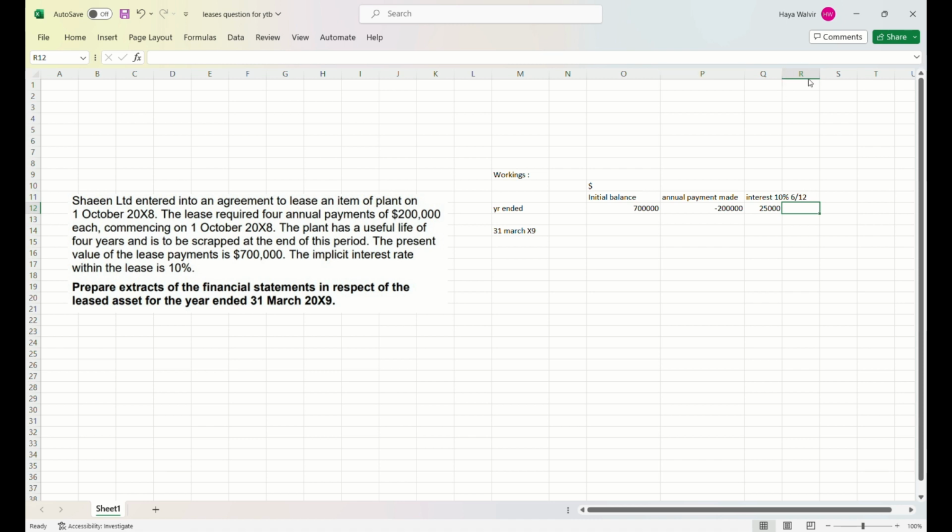And yeah, then the year-end balance is just the sum of all this. We subtract the lease payment and we add the interest. So this is the year-end balance at 31 March 20X9, right? Then afterwards we will carry it forward, 5,25,000. We'll carry it forward. Maybe if you want, write it as carry forward balance, CF, 5,25,000.